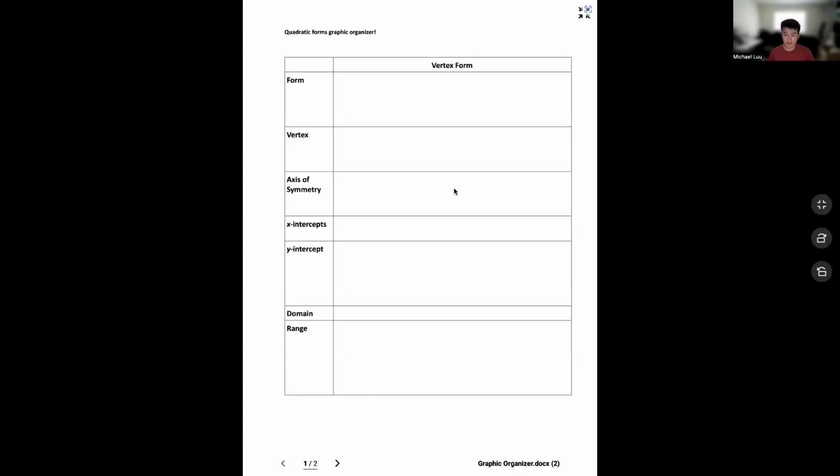Okay, this is going to be an explanation of, I guess, a whole review of what today was and what this graphic organizer is supposed to be, as well as going over the answer key, as well as probably some additional problems I'll make up on the spot right now.